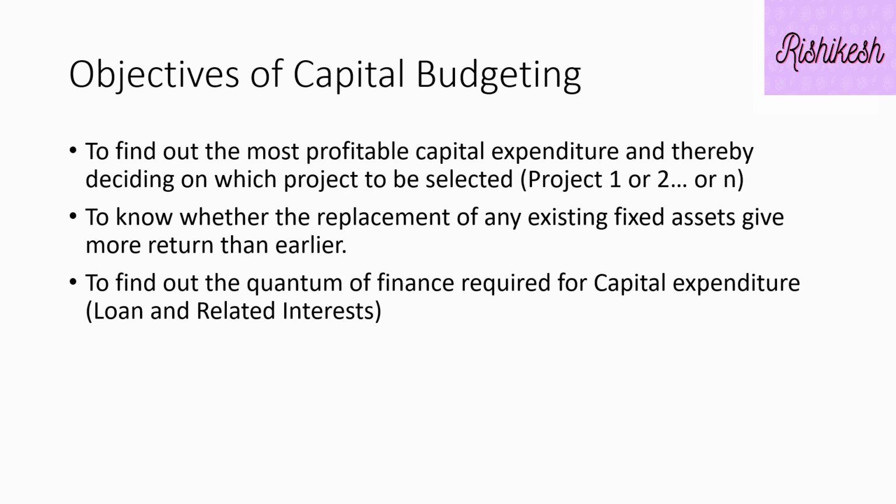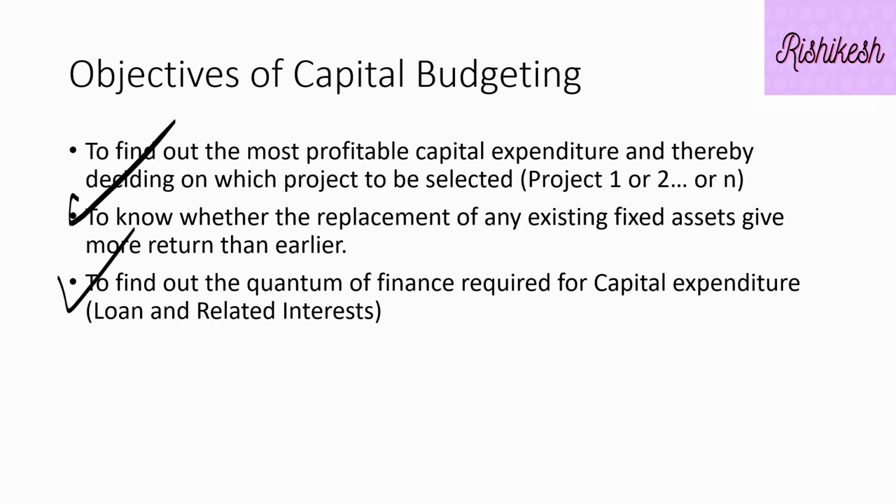Now, what are the objectives of capital budgeting? From whatever discussion we have done till now, I think you must be clear about what this capital budgeting thing is actually meant for. But let us jot down what all the objectives are. The first objective is to find out the most profitable capital expenditure and thereby decide which project to be selected. So you have got one project, two project, three project, four project, and so on up to n projects. You'll apply capital budgeting techniques on each of the projects and you will find out which project is going to be more profitable and you're going to invest your money in that project, right? This is one objective of capital budgeting.